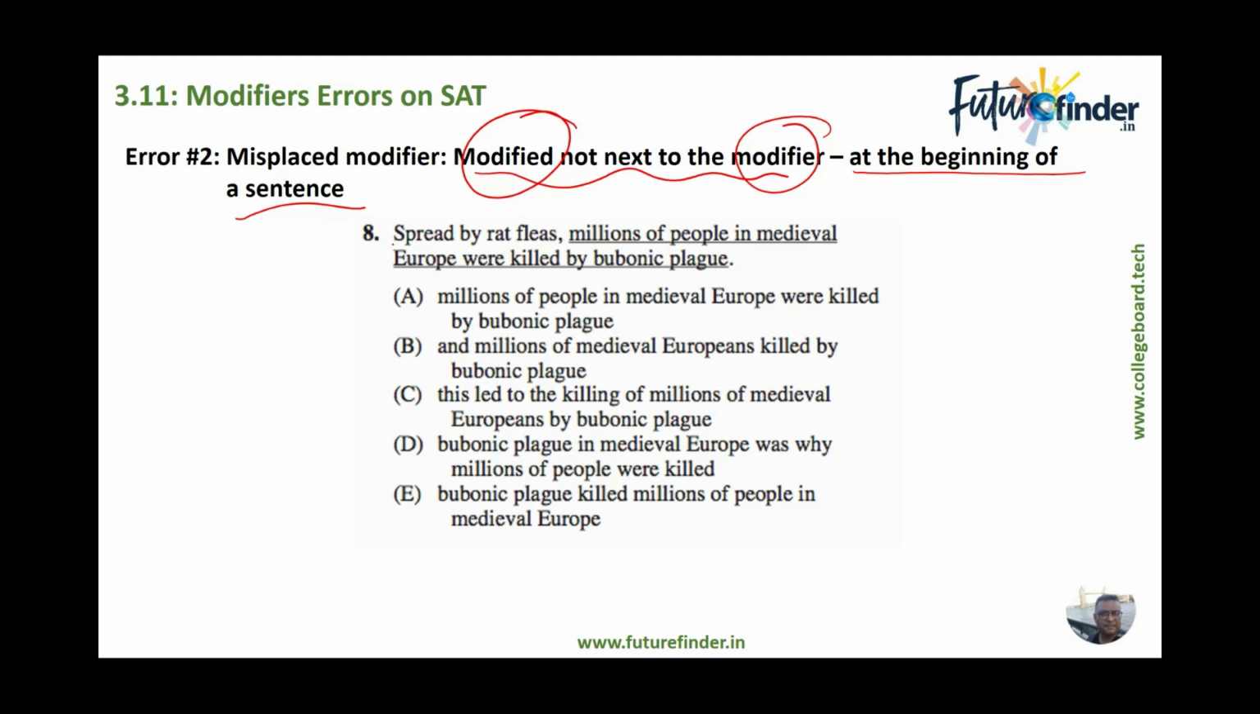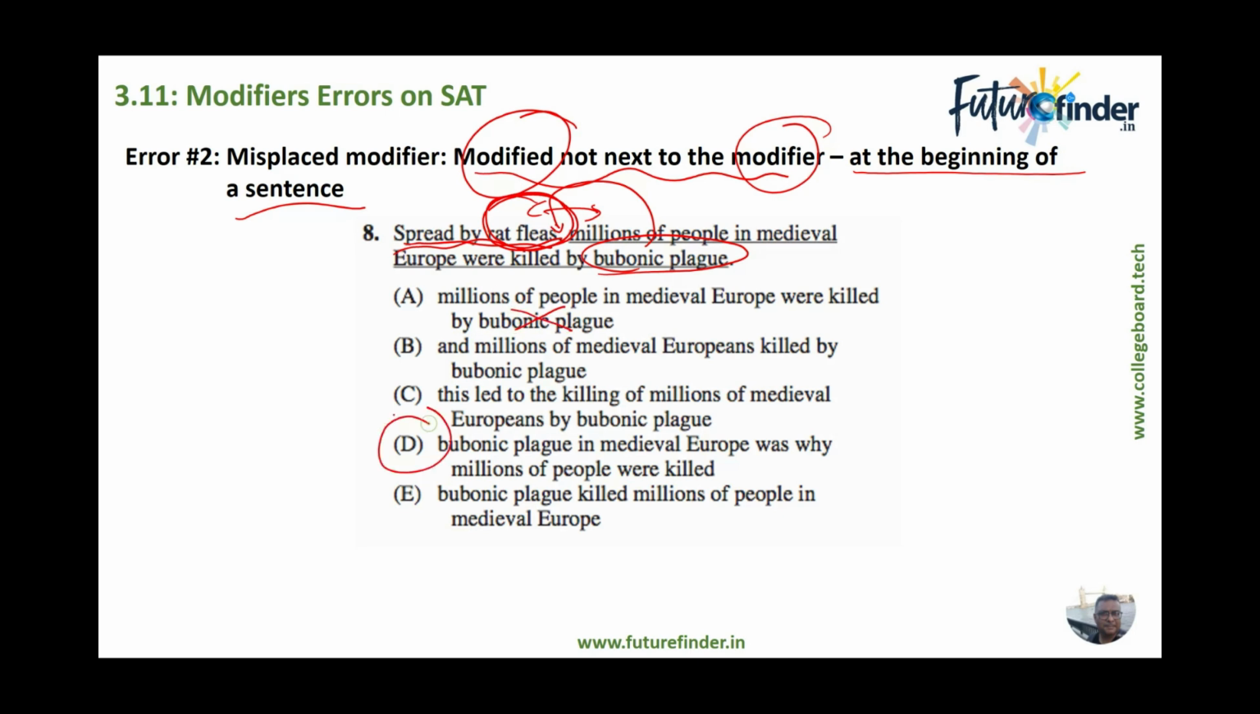Now, spread by rat fleas. Now you need to have what is being spread by rat fleas just adjacent to what the subject is, or what the modified is. So what is being modified by spread by rat fleas? It is the bubonic plague, and hence the bubonic plague has to be near the rat fleas. So let's look at our options. Millions of people in medieval Europe, so this cannot be an option. The bubonic plague has to come somewhere.